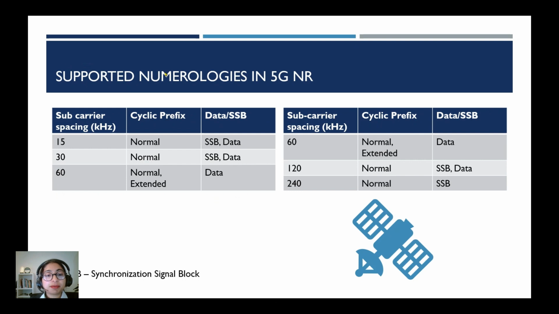Here, 60 kHz subcarrier spacing supports both normal and extended cyclic prefix. In addition, it only supports the transmission of data. 240 kHz subcarrier spacing supports the transmission of only synchronization signal blocks or SSBs.